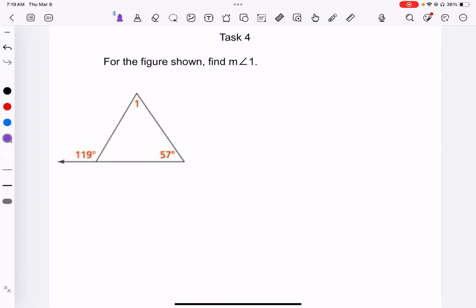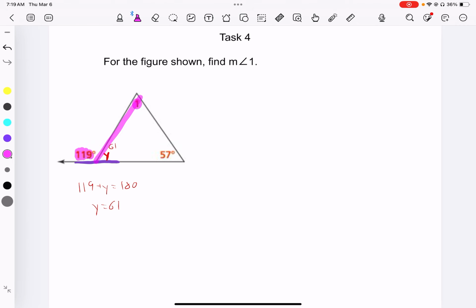For the figure shown, find the measure of angle 1. Angle 1 is an interior angle to the triangle. And then here we have this 119, which is an exterior angle. So this exterior angle forms a straight line with this interior angle. So if I label this as y, I know 119 plus y equals 180. So y is equal to 61.